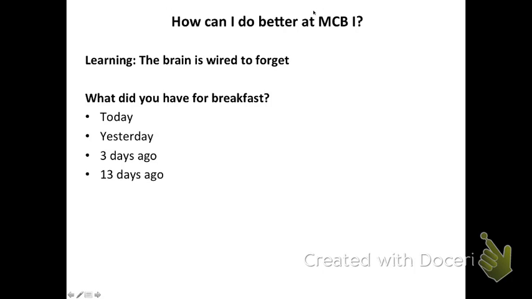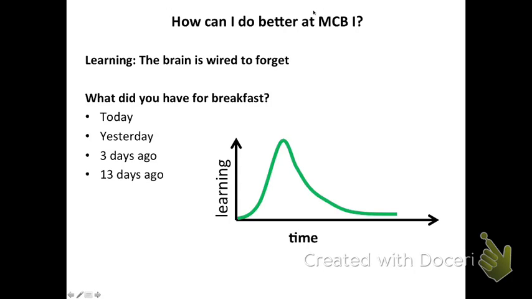Our brains are wired to forget. If I ask you what you had for breakfast today, you'll probably remember. How about yesterday? You will remember. Three days ago, maybe. Thirteen days ago, definitely not. So what our brains do is purge all the unnecessary information, and the necessary information also goes out with it. Since we're scientists, we like to plot things. If you plot learning as a function of time, when you learn things you start remembering them very easily, and then with time, you forget.